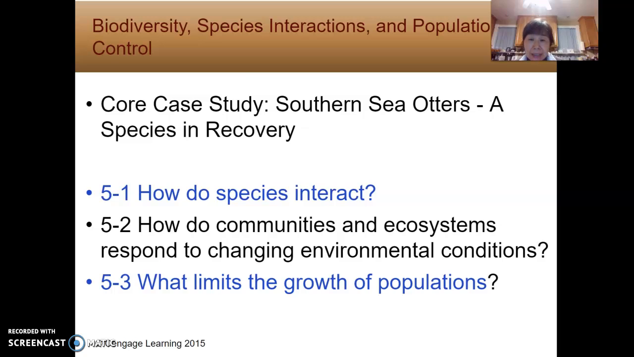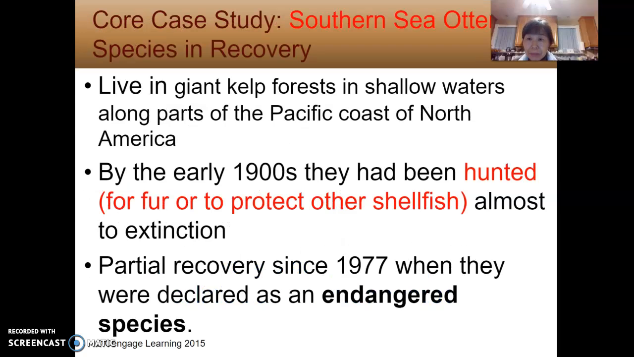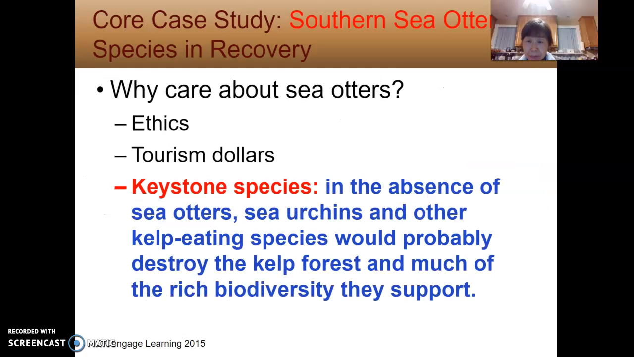So the core case study is the southern sea otter, a species in recovery. These species live in giant kelp forests in shallow waters along parts of the Pacific coast of North America. By the early 1900s, they had been hunted for fur or to protect other shellfish, almost to extinction. There has been partial recovery since 1977, when they were declared an endangered species.